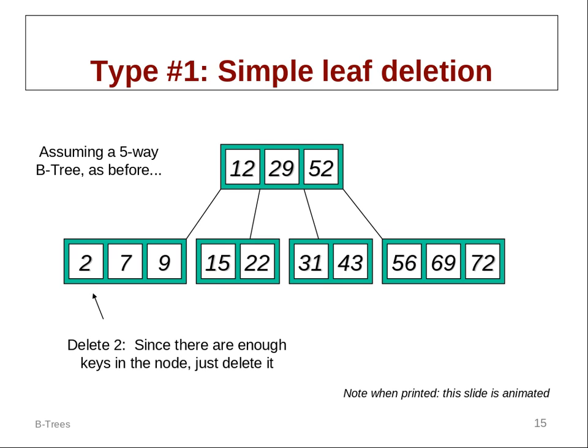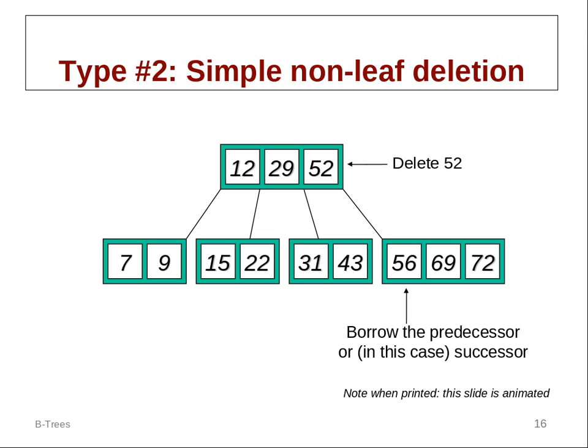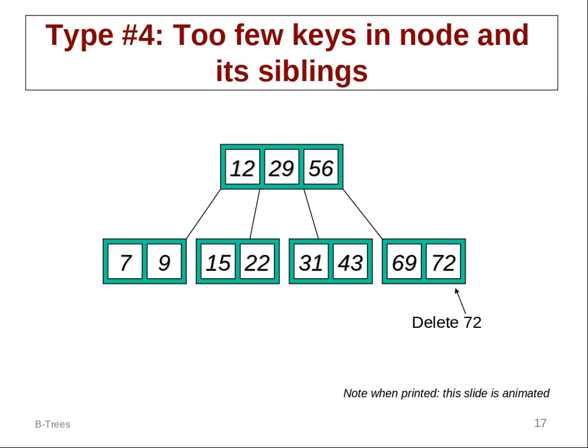Here we go. If we're deleting the 2, is that okay? Yeah, great. The slide is animated. We want to delete the 52. We do this rotation thing where we delete the 52, then we can just steal the next number above it, which is the 56, and move it up. Y'all see what happened?